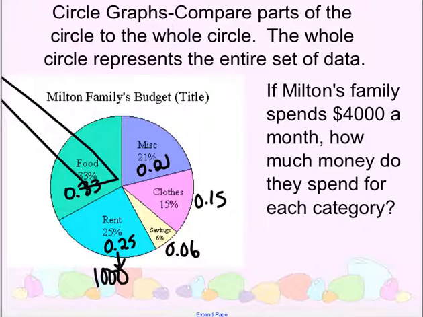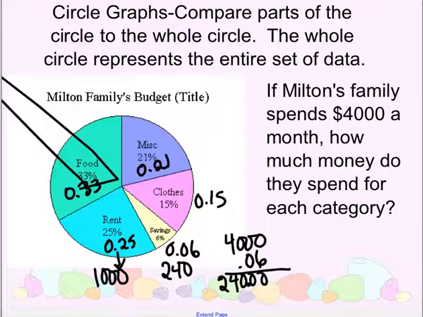If we do savings, 0.06, we would do 4,000 times 0.06, and we would see, all right, 0, 0, 0, 24, but we have to move it twice, so it looks like they saved $240 each month. And we can continue doing that all the way around so that we can figure out, based on this circle graph, this is how much they spent. Now we can go back and forth. If we know how much we spent, we can then figure out what percentage we have for each part. Well, I hope this was helpful for homework and for studying.